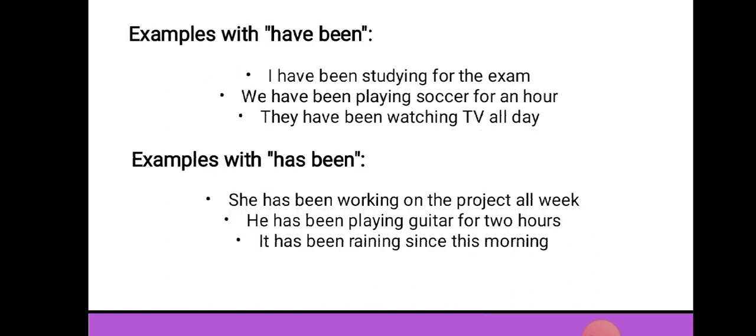Examples with have been. In the examples with the auxiliary verbs have and been, we can see that I, we, they are the subjects, followed by the verbs studying, playing, watching, which always end in -ing.